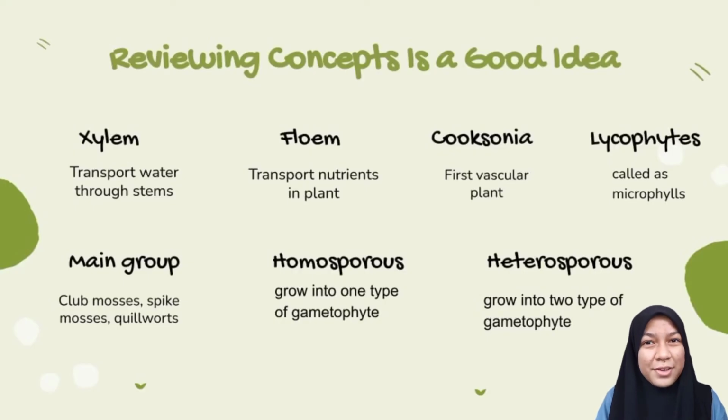Based on our learning today, we know that xylem transports water through stems, while phloem transports nutrients in the plant. Cooksonia is the first vascular plant, and Lycophytes are called microphylls. We also know that we have three main groups of Lycophytes, which are club mosses, spike mosses, and quillworts. There are two types of plants: homosporous, which grow into one type of gametophyte, and heterosporous, which grow into two types of gametophytes.